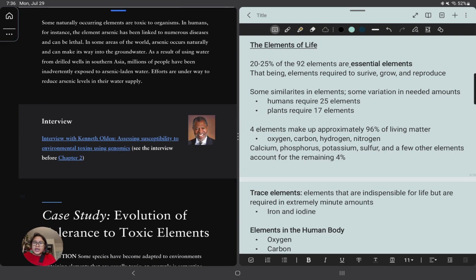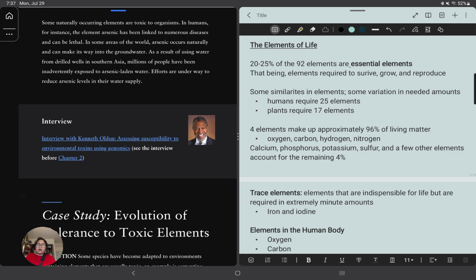Some naturally occurring elements are toxic to organisms. In humans, for instance, the element arsenic has been linked to numerous diseases and can be lethal. In some areas of the world, arsenic occurs naturally and can make its way into groundwater. As a result of using water from drilled wells in southern Asia, millions of people have been inadvertently exposed to arsenic-laden water. Efforts are underway to reduce arsenic levels in the water supply.